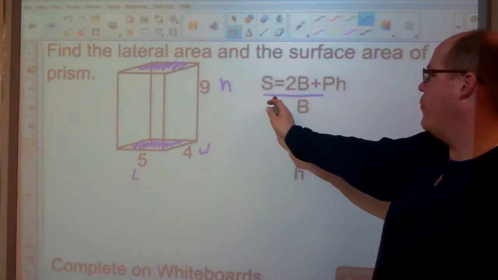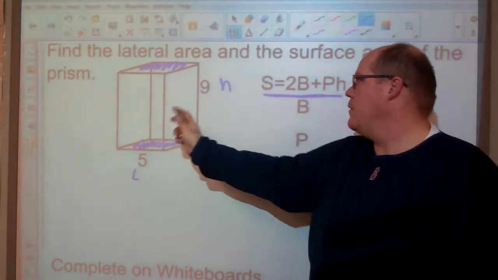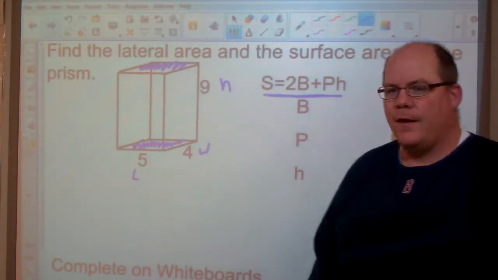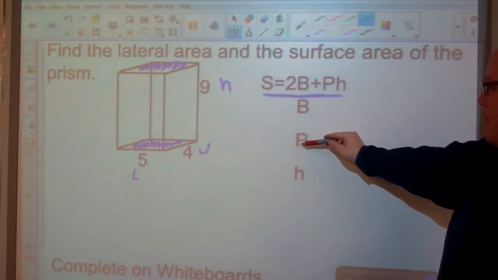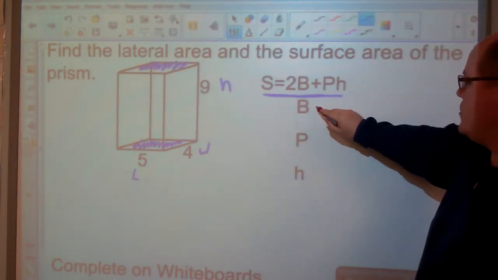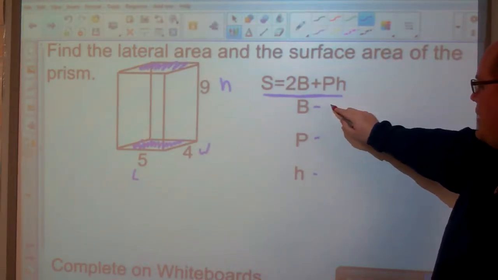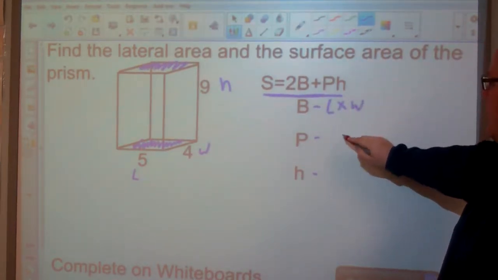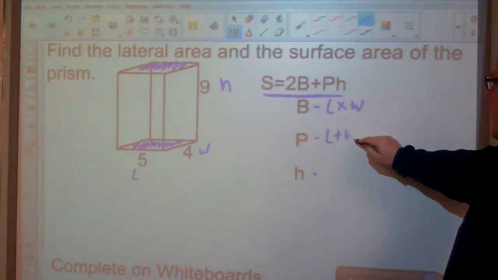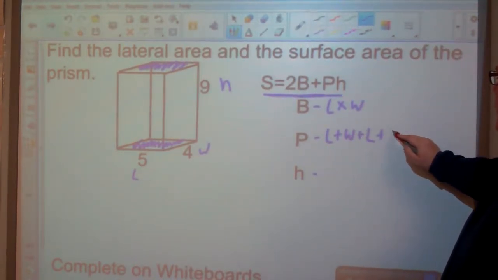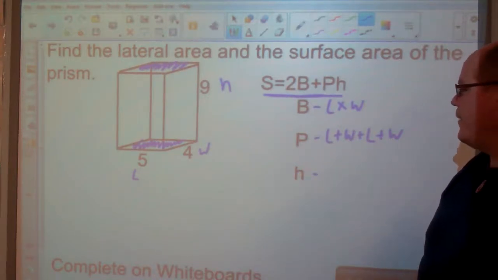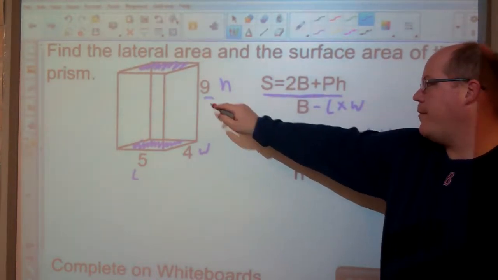Then I write down my formula after shading my bases. You do the little formula I'm working with. And then I write down each letter, capital B, P, and H, because I need to find each one of these. I'm going to put in the formula for each of these. The base is L times W. Perimeter, L plus W plus L plus W. Height, real simple. There's no formula for that.